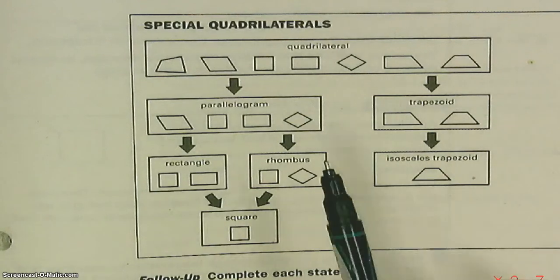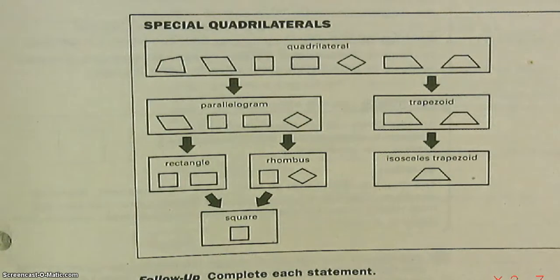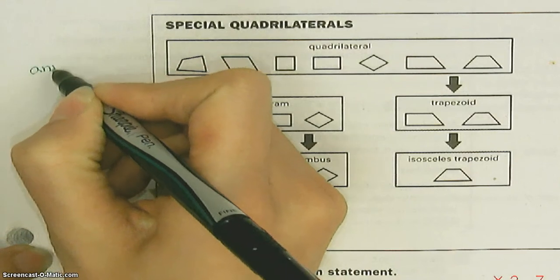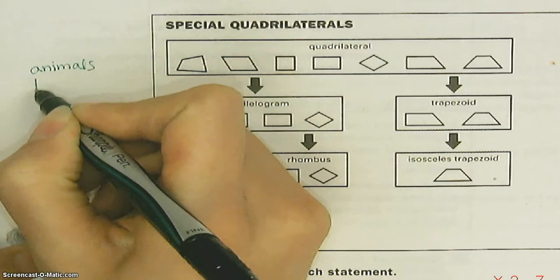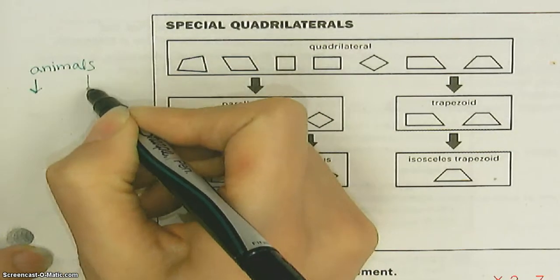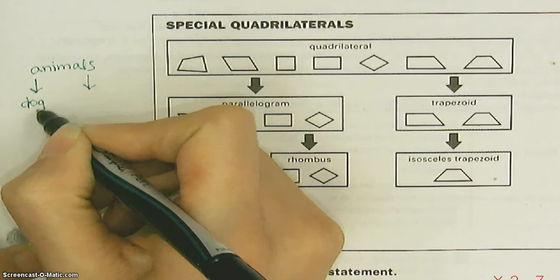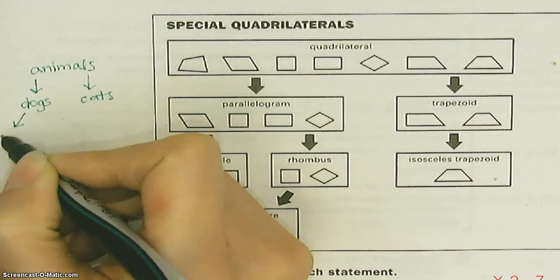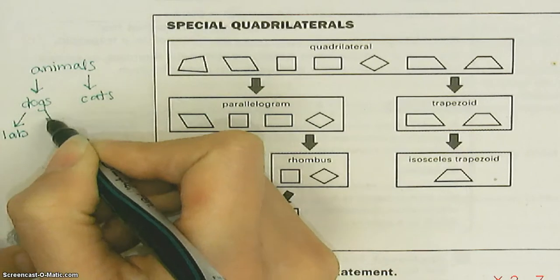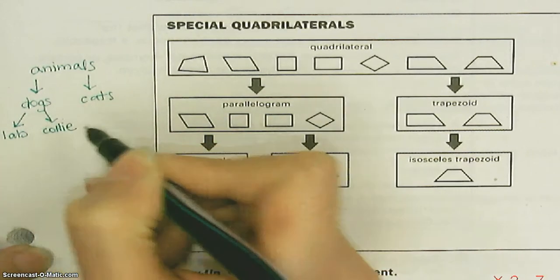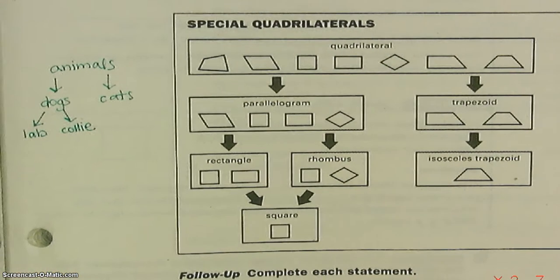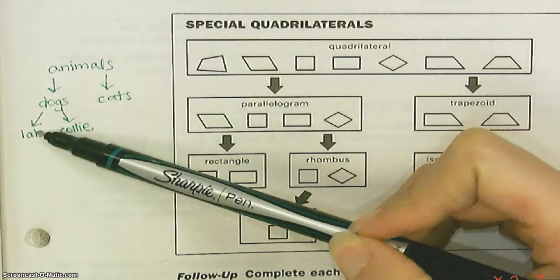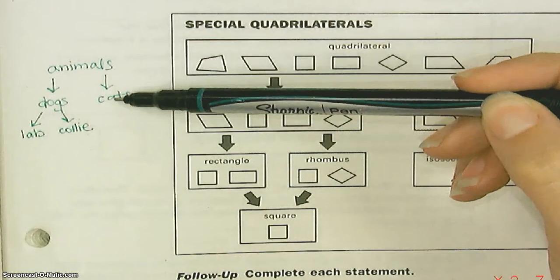Now, one way you can think about this is like any other family tree. So, for example, let's use dogs in this case. We'll put animals up here. And then we can go a couple different directions, right? We could have dogs over here, and we could have cats over here. And underneath dogs, we could have a lab, we could have a collie. All right, you get the idea here. So, an animal is sometimes a dog, is sometimes a lab. So if you're working your way down, it's sometimes.